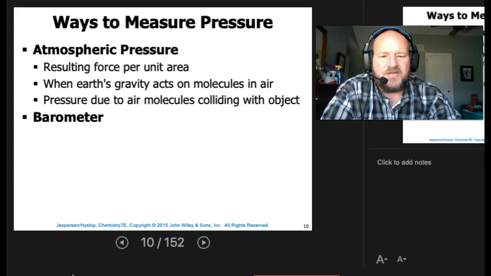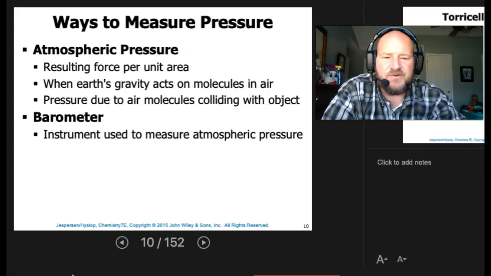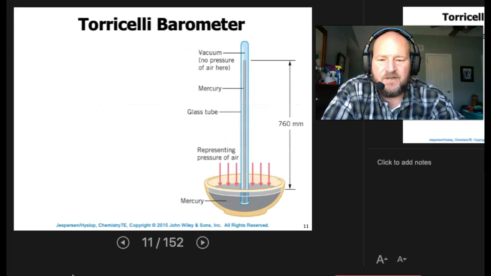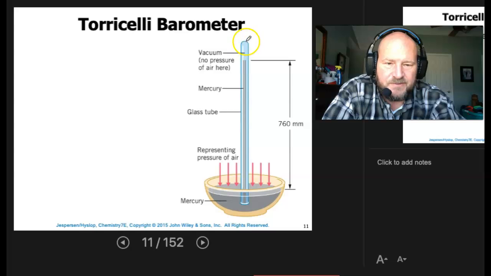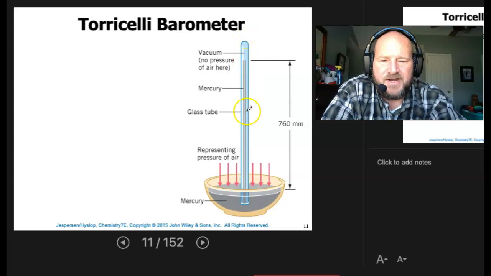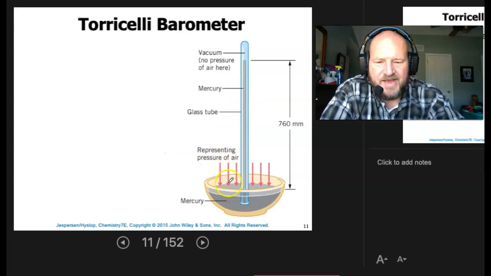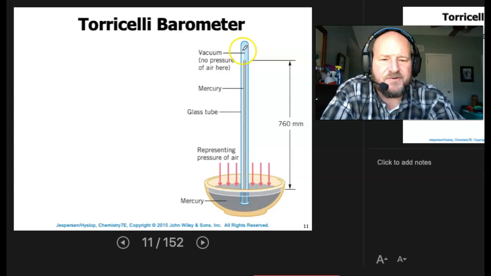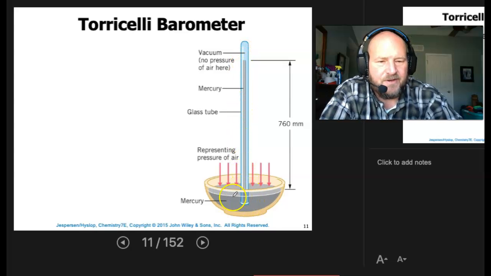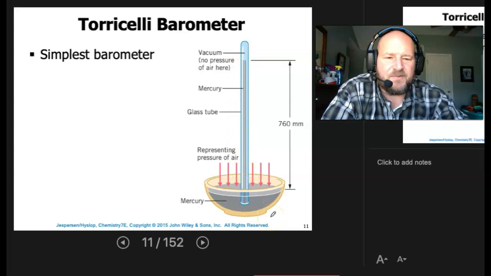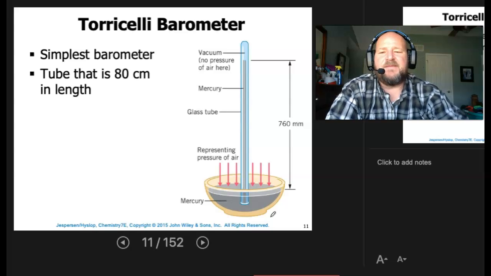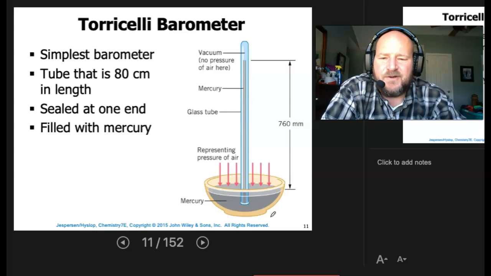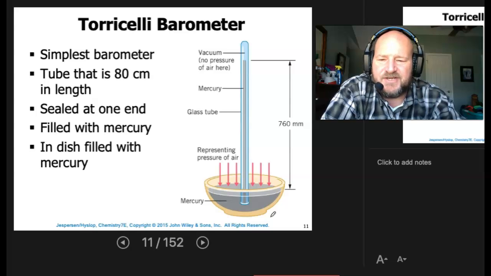Now, another way to measure pressure is the barometer. This is the instrument we're going to use to measure atmospheric pressure. So, quick picture, what we have is a little dish with mercury in it and then a glass tube that's a vacuum, so it's sealed at the top. There's some air in here, and then there's going to be some mercury in here. Depending on the pressure on the outside, it's either going to push the mercury into the tube or pull the mercury out of the tube. This is the simplest barometer: a tube that is 80 centimeters in length, sealed at one end, filled with mercury, and a dish filled with mercury.